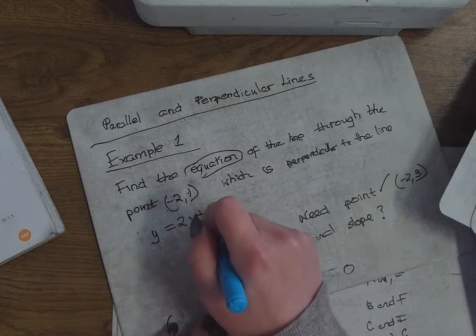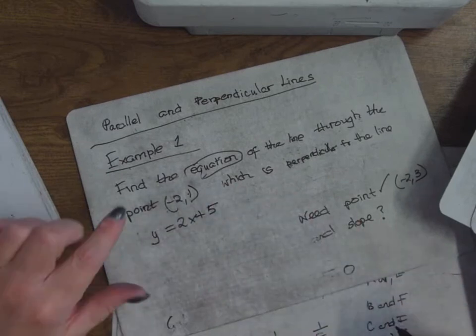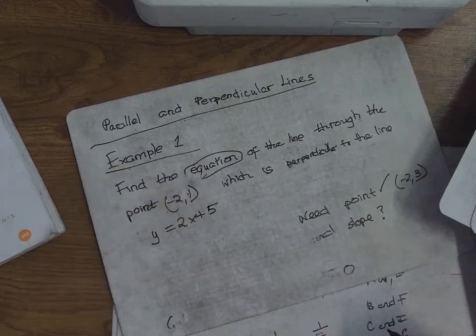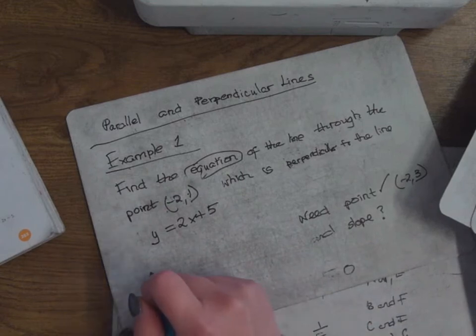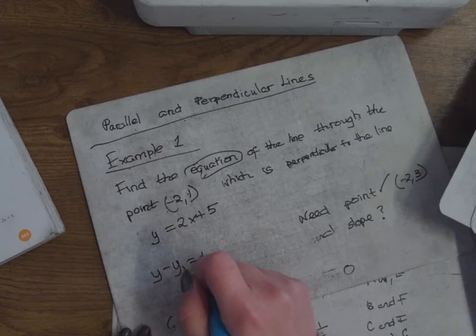Okay, so I have to figure out what they're looking for. So the question is, find the equation of a line, right? Okay, so off I go to my log tables and I say, I'm looking to fill in this formula. That's what the question says, find the equation of a line.